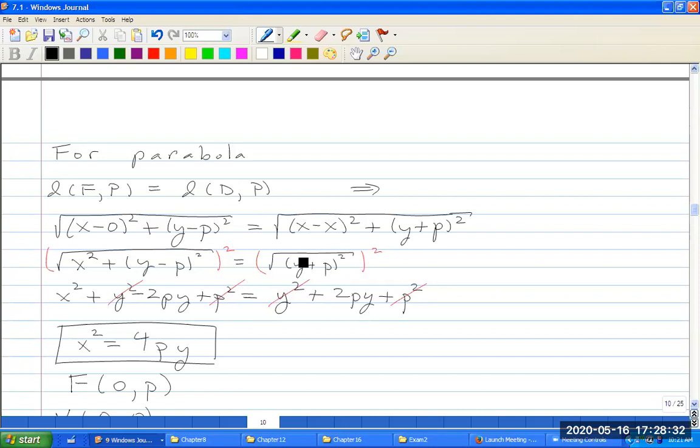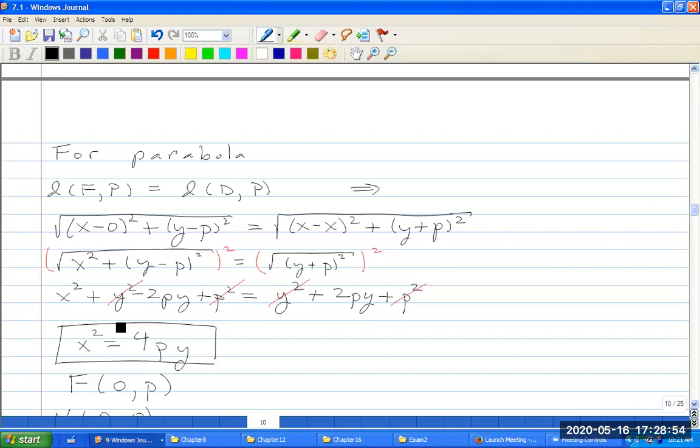And well, square this, so this is just y squared plus 2py plus p squared. The p squares cancel, the y squares cancel. Add 2py to both sides of my equation. x squared equals 4py. That is the equation of my parabola.